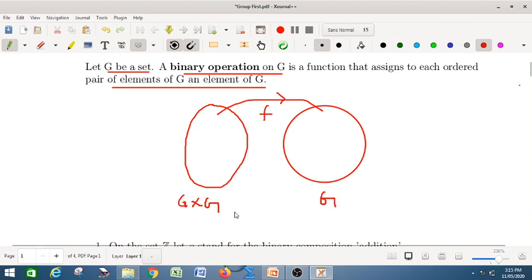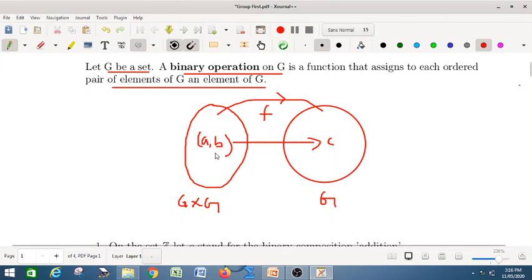So you have a non-empty set G. G cross G is the set of ordered pairs (A, B), where A, B both belong to G. Then the ordered pair (A, B) belongs to G cross G, and it maps to a single element C. So this is how we define the binary operation. That means a binary composition F assigns to each ordered pair of elements of G a definite element of G. So this is how the binary operation works, and this is the functional diagrammatic representation.